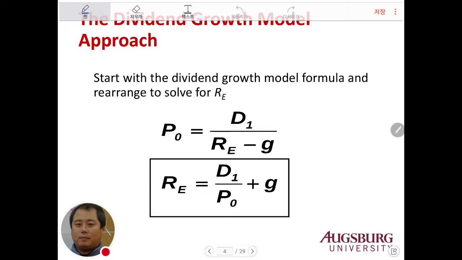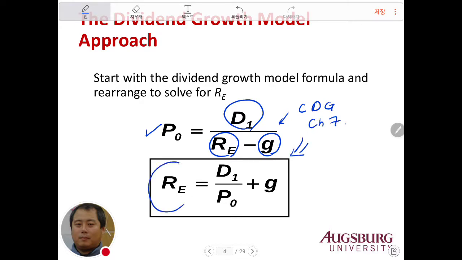So the dividend growth model approach: starting with the dividend growth model, the price equals the next period dividend divided by R minus g, where R is the required rate of return for equity holders. So that's the stock valuation model, the constant dividend growth model in chapter 7, right? Now we rewrite this for R, which is the required return, and this is also the cost of equity. And this should be D1, the next period dividend, divided by price, plus the growth rate. So this is kind of a review, but we can use this formula to get the cost of equity.